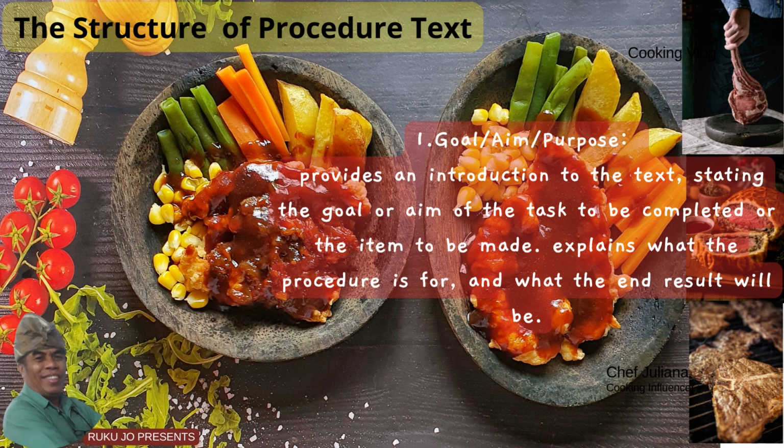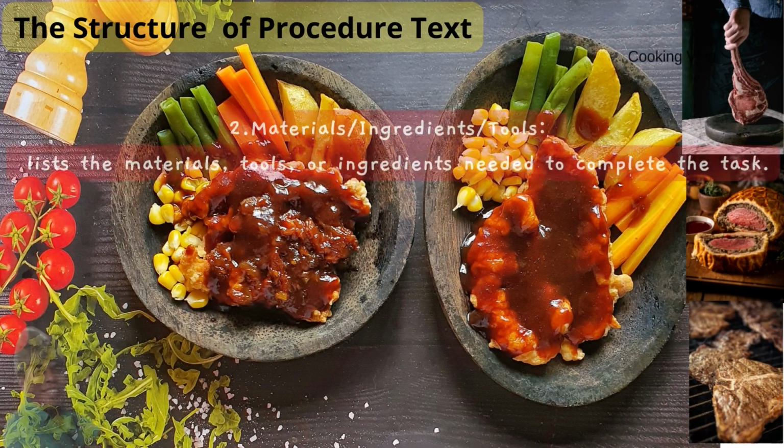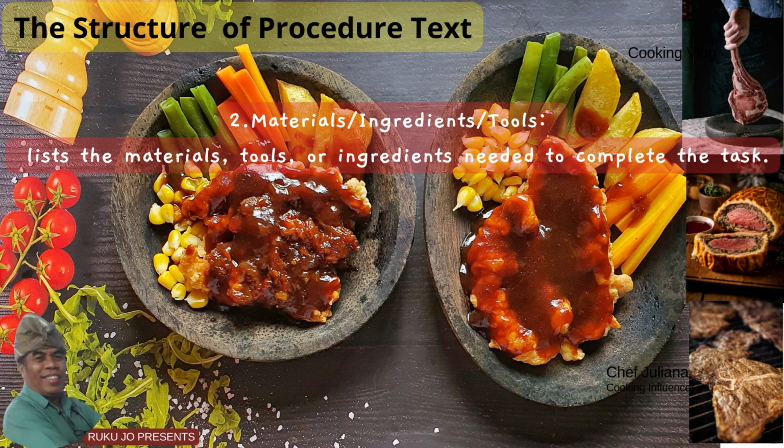1. Goal, aim, purpose. This is the first part of a procedure text, and it provides an introduction to the text, stating the goal or aim of the task to be completed or the item to be made. This is usually a simple statement or question that explains what the procedure is for, and what the end result will be.